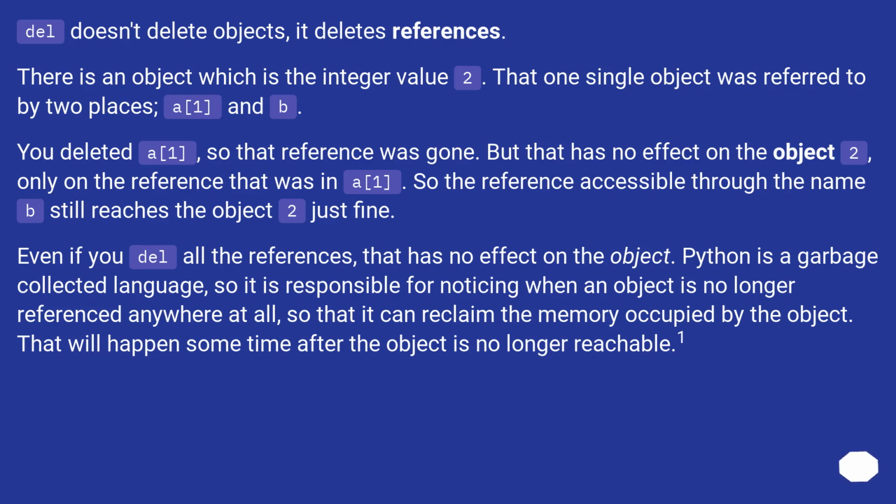Python is a garbage collected language, so it is responsible for noticing when an object is no longer referenced anywhere at all, so that it can reclaim the memory occupied by the object. That will happen some time after the object is no longer reachable.